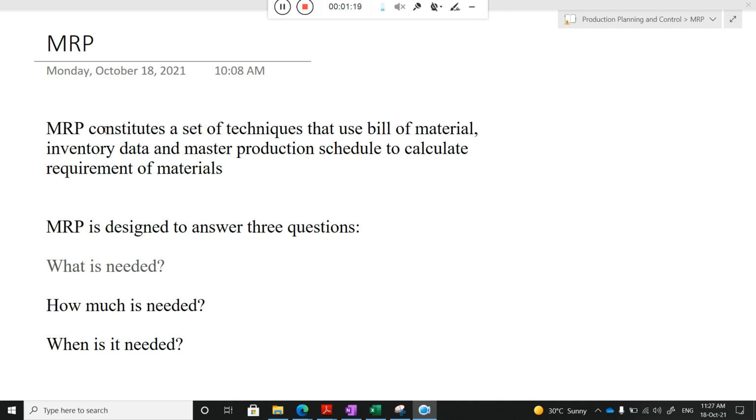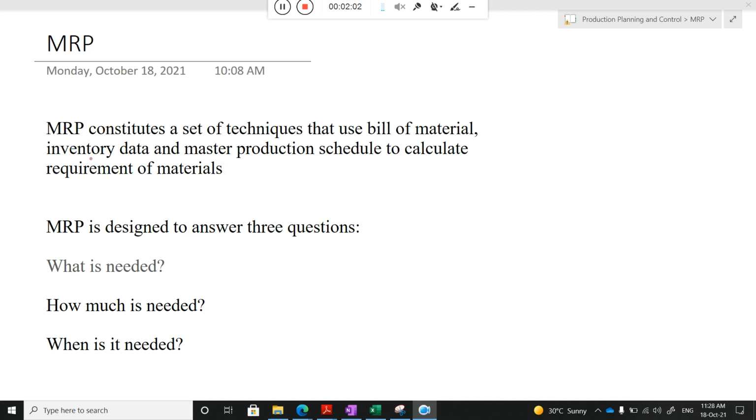Here maybe you are hearing the bill of material and the master production schedule for the first time. We will discuss what the bill of material is and what the master production schedule is, with an example and one numerical. And the inventory data, we already discussed in the previous session, what inventory is and how to manage it. I hope you are already aware of the inventory data, right? So if you combine the bill of material, inventory data and the master production schedule, then you will get the idea of what the material requirement is, and on the basis of that you will do the material requirement planning.